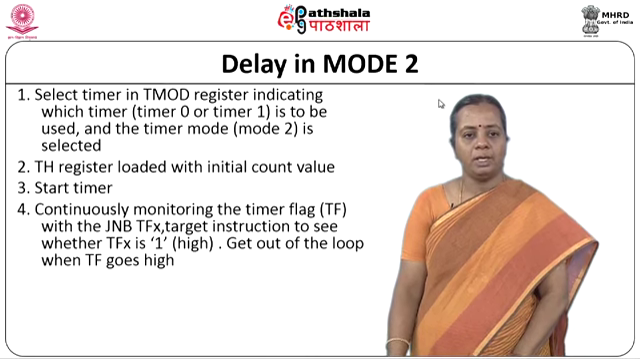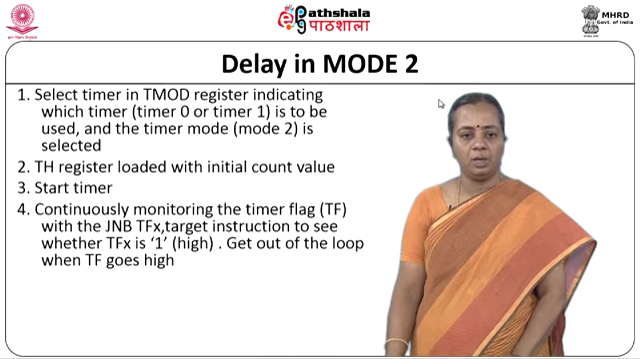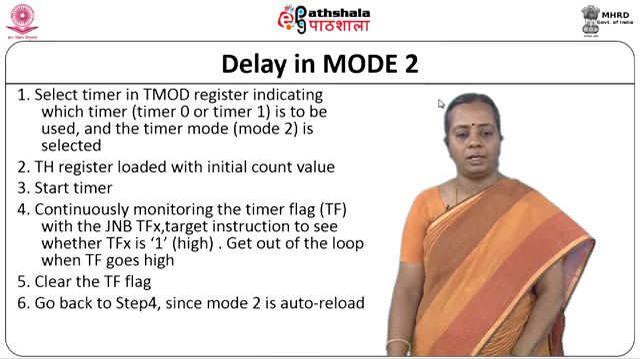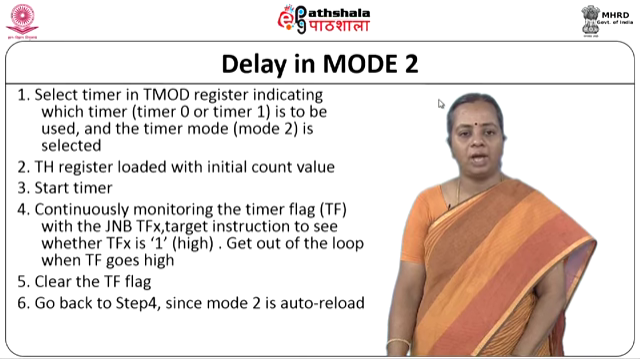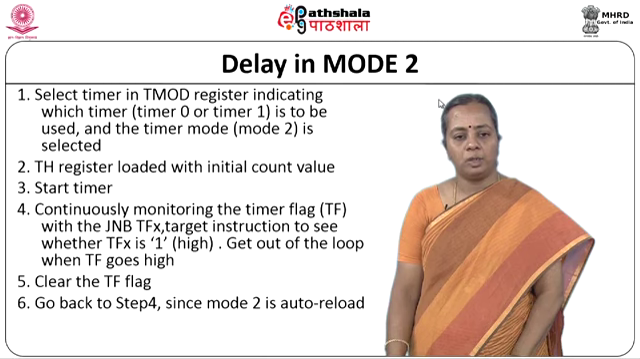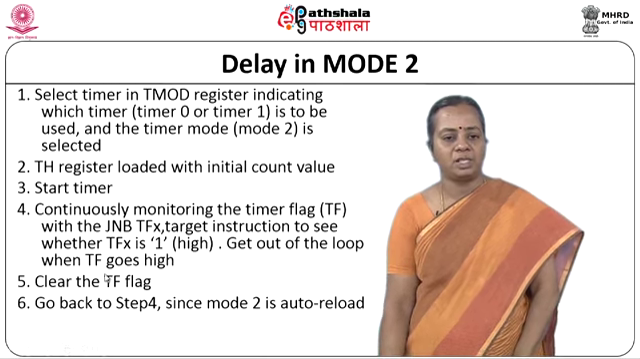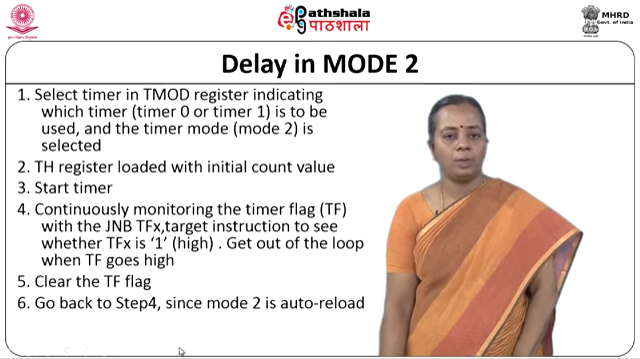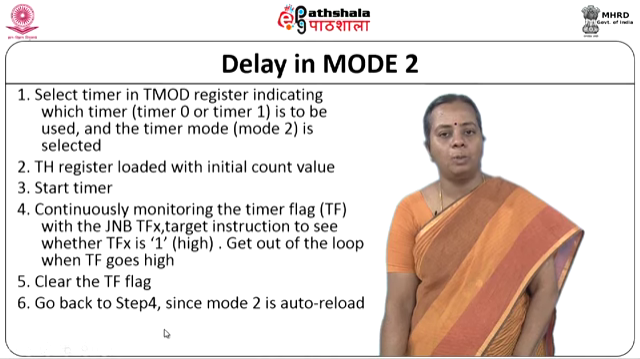Here we select the timer, then load the TH register with the initial count, start the timer, and monitor your TF. If it is equal to 1, you only have to clear it, that is all. You need not reload the value at your TL, it has been done automatically. So we directly go to step 4, so that we can start the timer and run it again. This is the way you operate mode 2.